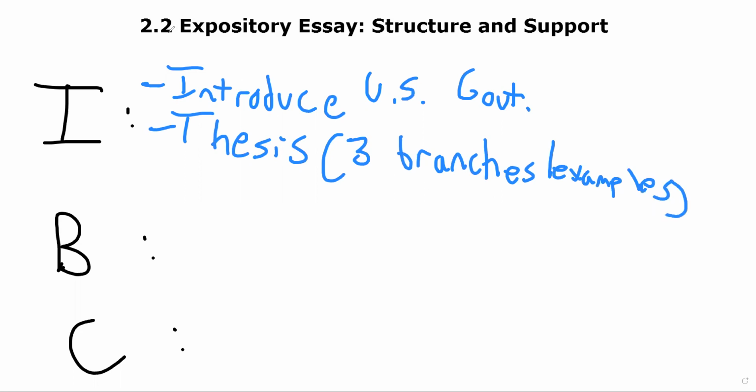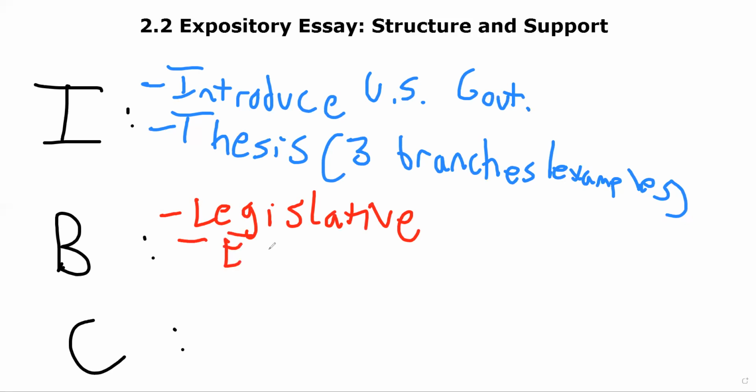In the body, we're going to break that down further, and we'll devote a body paragraph or section, so maybe 2 to 3 paragraphs, depending on the scope of the essay and the amount of information we want to include about each of the 3 branches. So we have our first section about the legislative branch. We have our second about the executive. And our third would be about the judiciary.